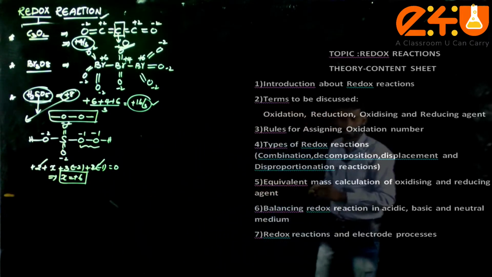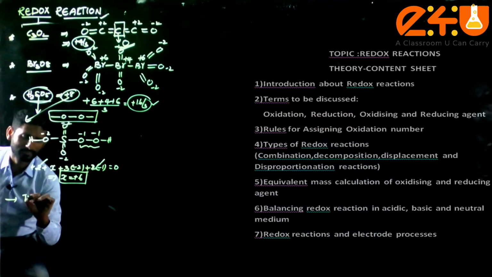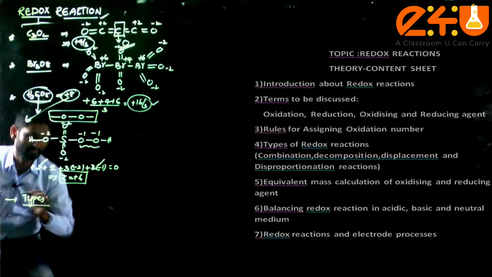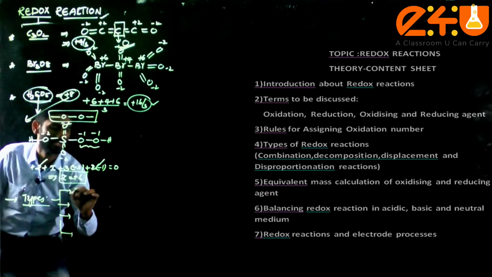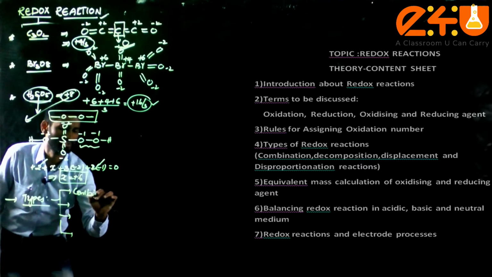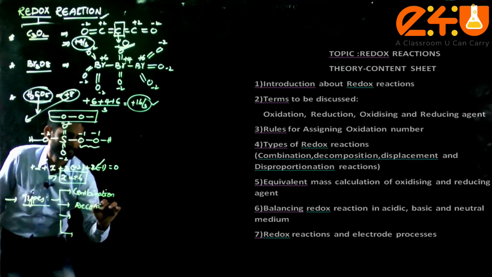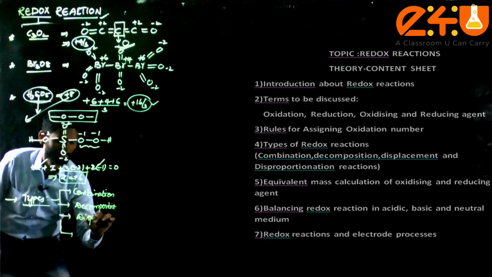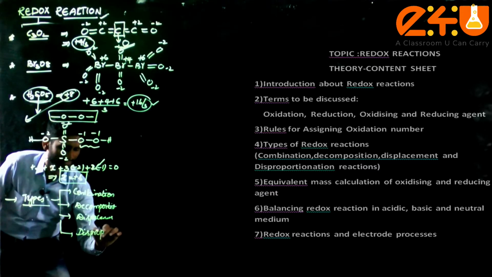Next, types of redox reactions. Very important. We will have four types of redox reactions. One is called combination reaction. Next one, decomposition. Next, displacement reaction. Next, disproportionation reaction. Very important reaction.